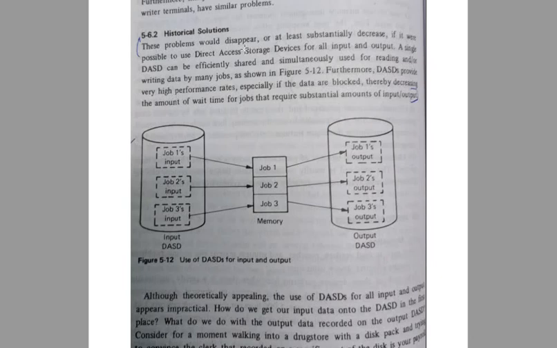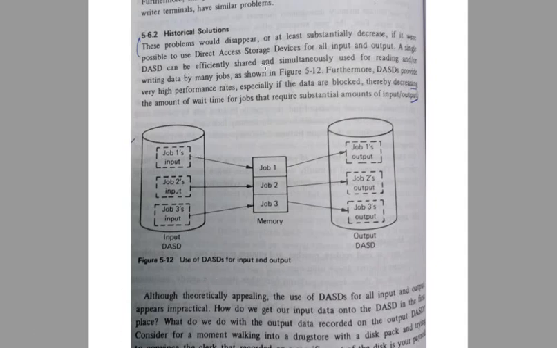These problems disappear or at least substantially decrease if it is possible to use direct access storage devices for all input and output. Direct access storage devices concept is the only one pending in this fourth unit, and I will explain it in the next session, so it will be understood. With this topic the unit is completed, but one topic is pending, that is the direct access storage device.